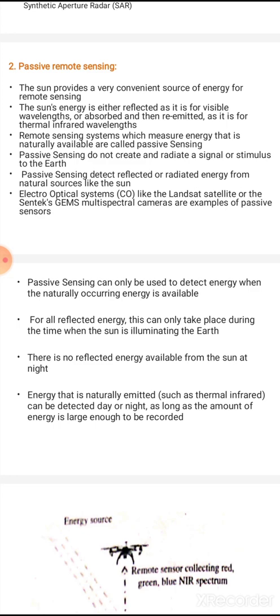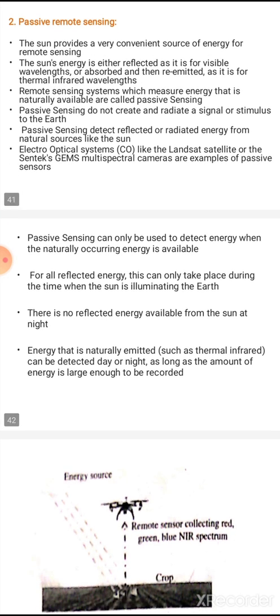Okay. For all reflected energy, this can only take place during the time when the sun is illuminating the earth, that is during the daytime. There is no reflected energy available from the sun at night. Okay, so this is a disadvantage of this remote sensing technique. Energy that is naturally emitted, such as thermal infrared, can be detected day or night as long as the amount of energy is large enough to be recorded.